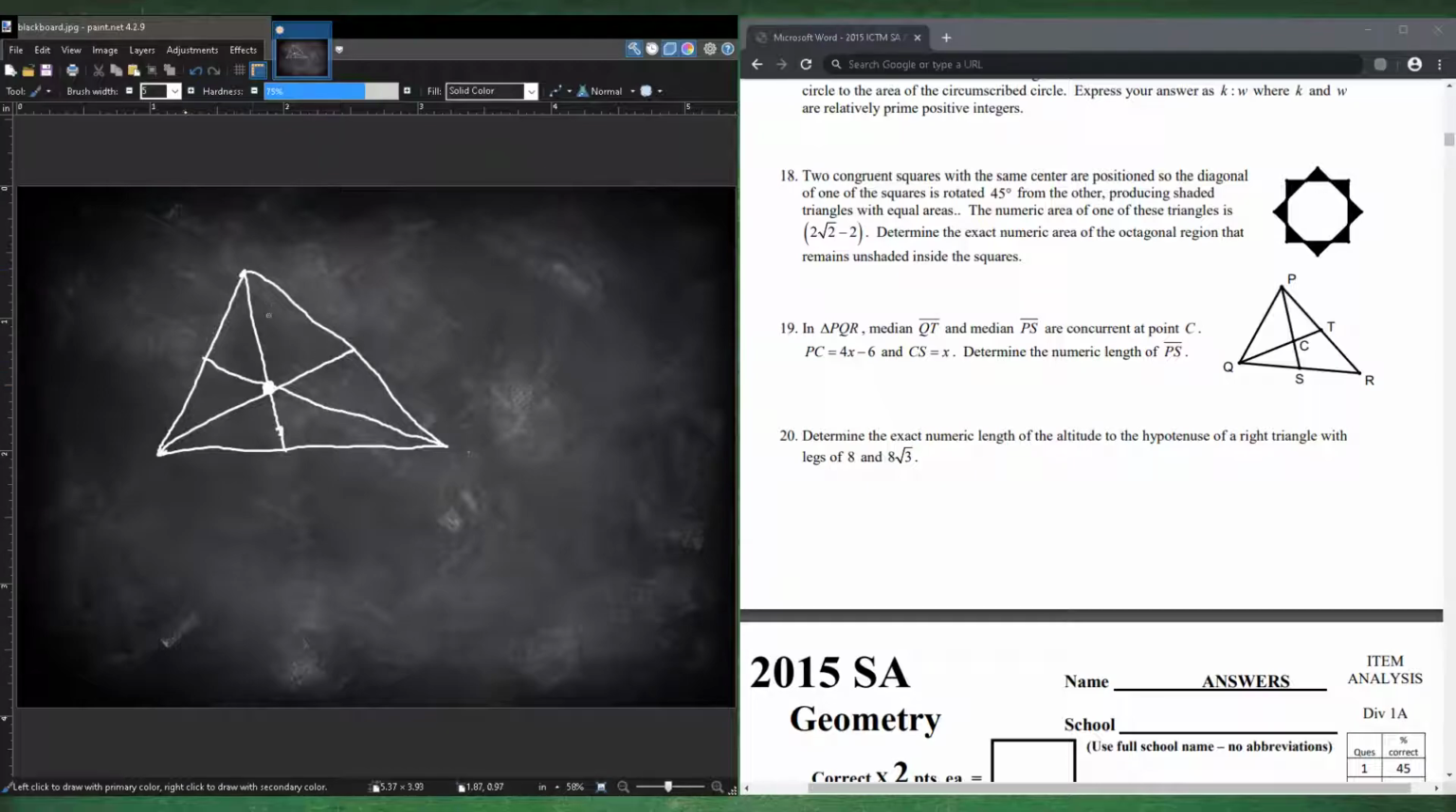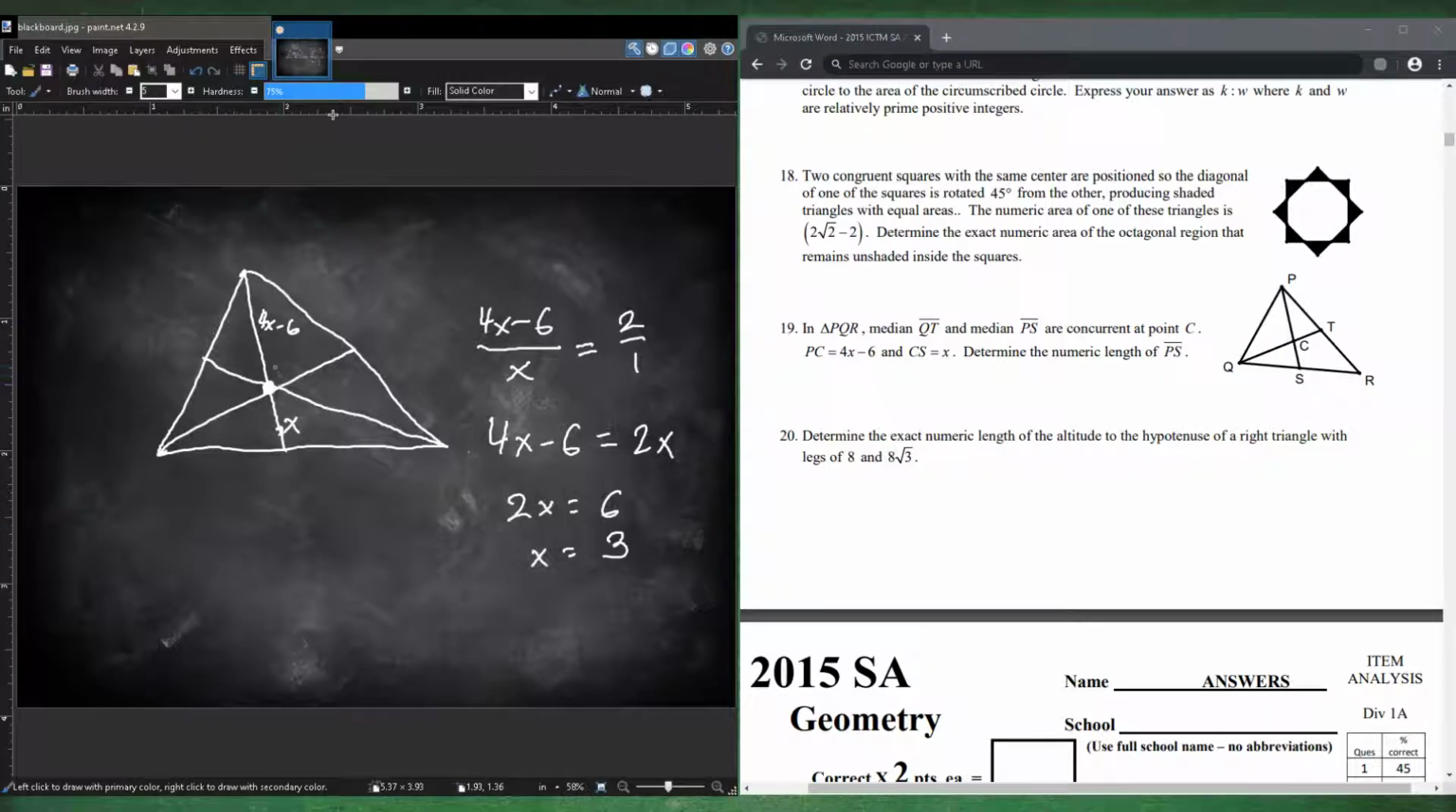So PC is 4x minus 6, and CS is x. The interesting property about centroids is that the length from the vertex to the centroid to the side is a 2-to-1 ratio. So this is a 2-to-1 ratio, this is a 2-to-1 ratio, and this is a 2-to-1 ratio. That tells us that 4x minus 6 divided by x is equal to 2-to-1. So let's cross multiply. So 2x is equal to 6, so x is equal to 3.